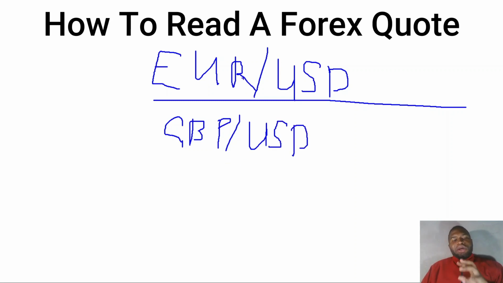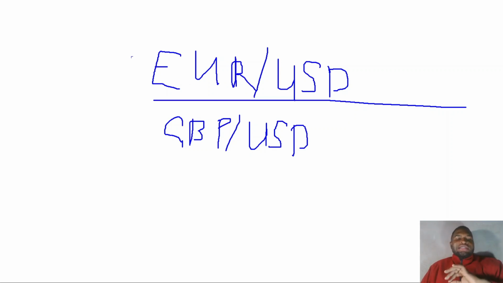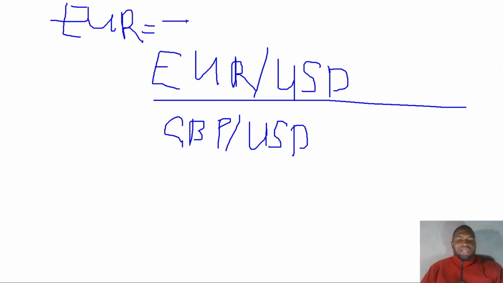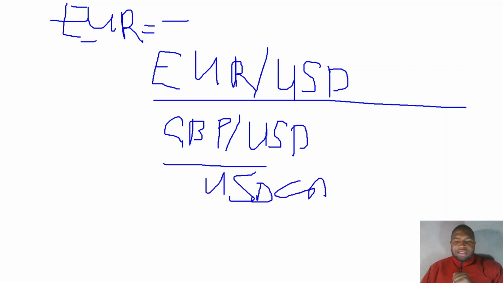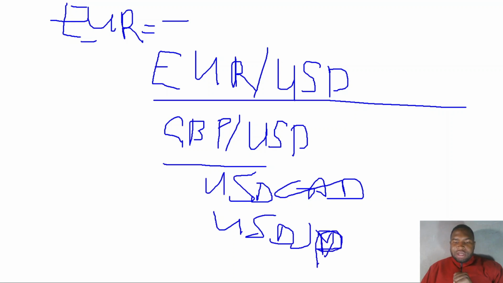When they are quoted, they don't just tell you the euro and the exchange rate of that euro. No, they quote it in pairs. So we have EUR/USD, GBP/USD, USD/CAD, and USD/JPY, and so on and so on.